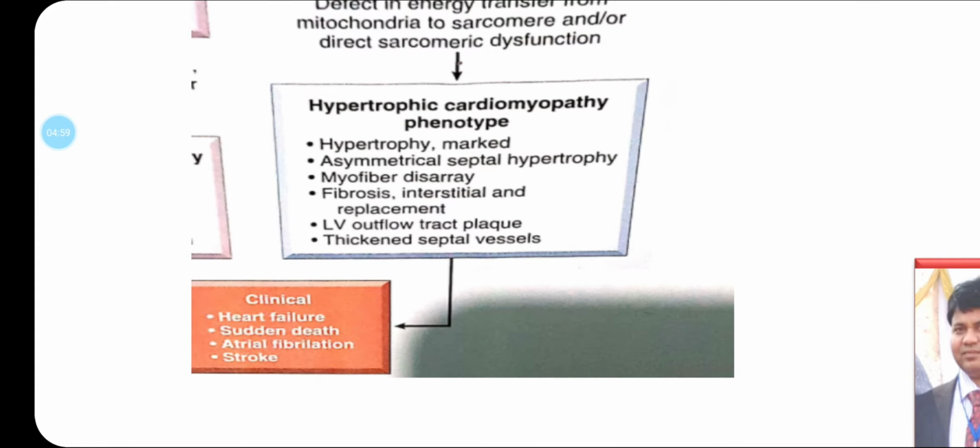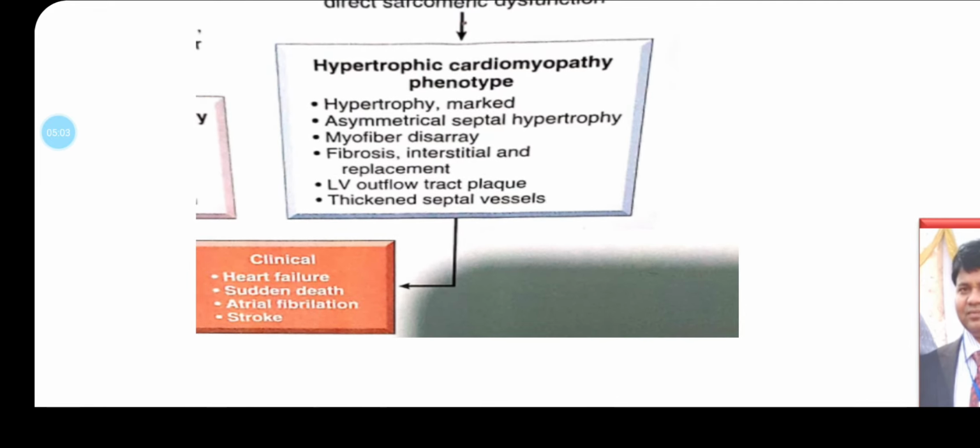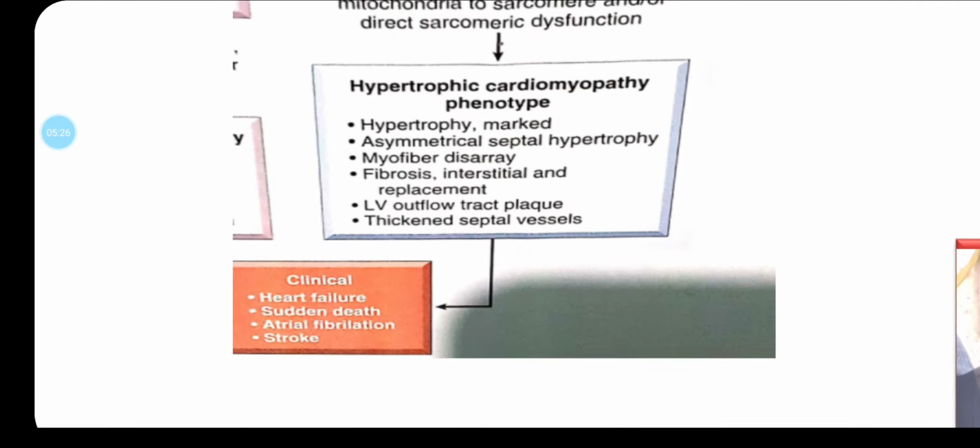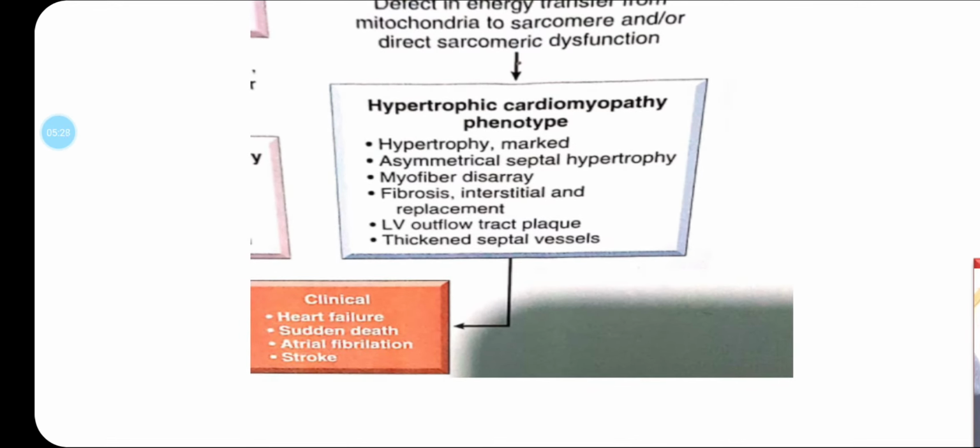Along with this we can see interstitial fibrosis, and simultaneously there is left ventricular outflow tract obstruction, and plaque formation in the outflow tract, and there is thickening of the septal vessels. These gross and microscopic changes can lead to the clinical outcome.